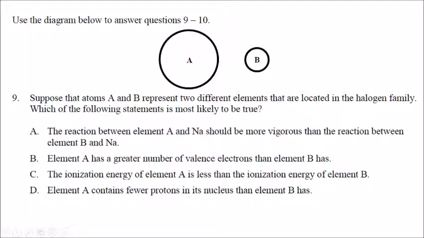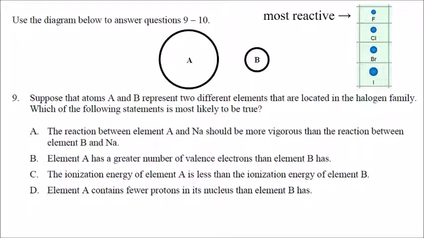For questions 9 and 10, we're going to consider this diagram, which shows 2 atoms, A and B, and A has a larger atomic radius than B. If these elements are located in the halogen family, then fluorine is the most reactive halogen because electrons are being pulled more tightly toward the fluorine atom compared to chlorine, bromine, or iodine. So in choice A, it says the reaction between this mystery element A and a metal like sodium should be more vigorous. That's incorrect. The smaller the halogen, the more reactive it is.